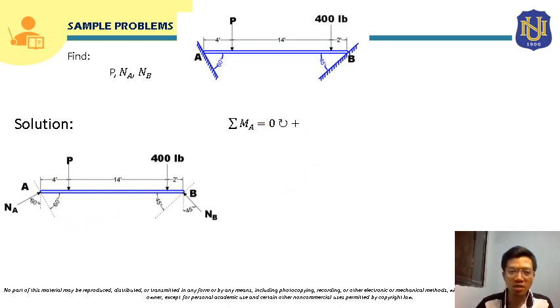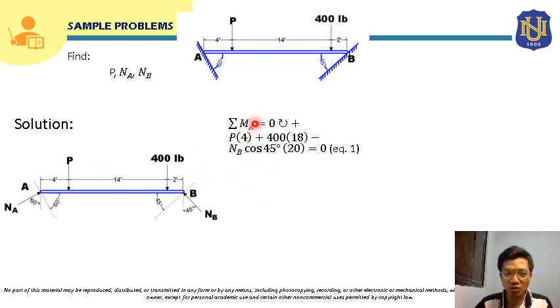For P, its moment about point A will be P times 4. Its rotation about point A will be clockwise, so it will be positive here. Now, for this 400-pound load, its moment about point A will be 400 times its moment arm, which is 14 plus 4. So that will be 18.